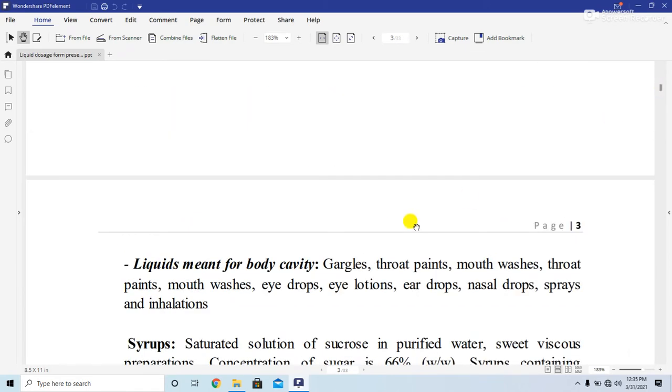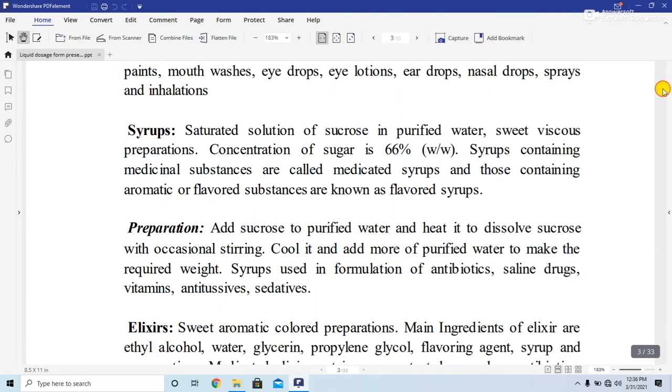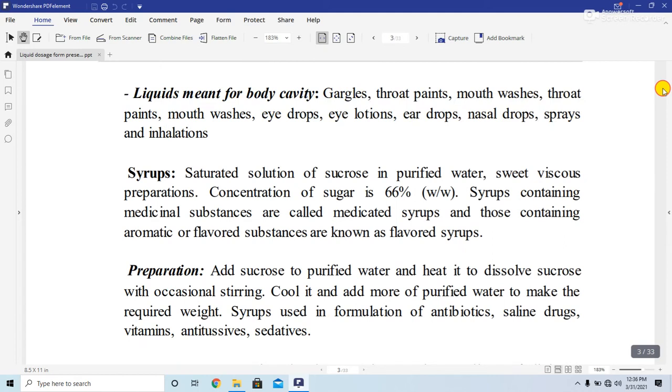Liquids for body cavities, for example gargles, throat paints, mouthwash, eye drops, eye lotions, ear drops, nasal drops, sprays and inhalations. So, we are talking about the different dosage forms, especially the liquid dosage forms which coexist in different forms like monophasic and biphasic dosage forms. I will discuss each and everything step by step.